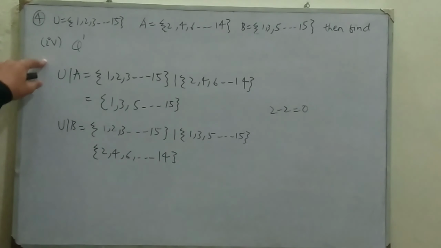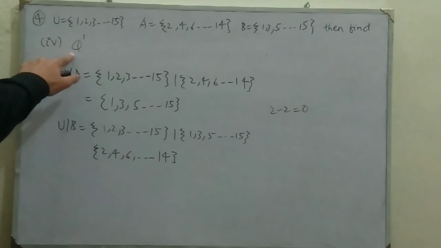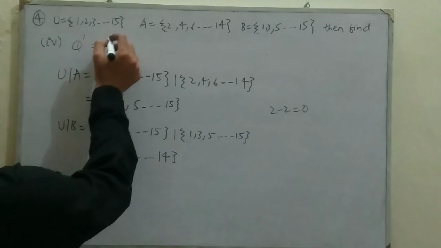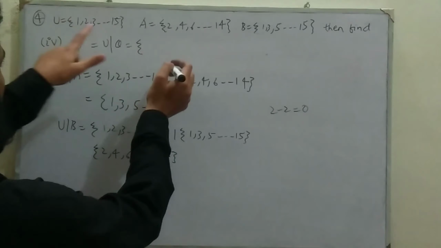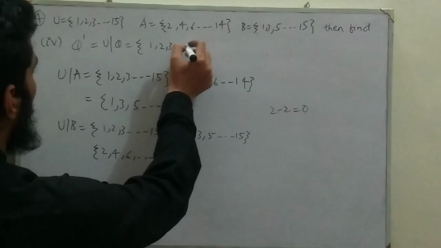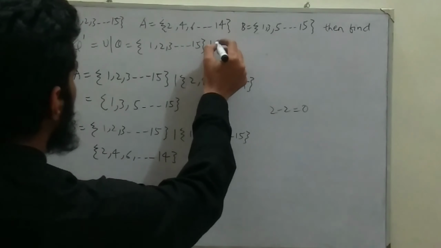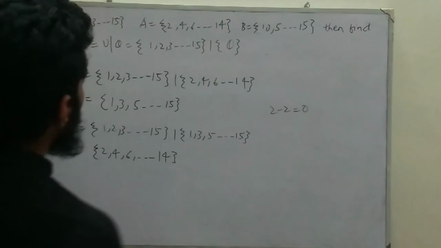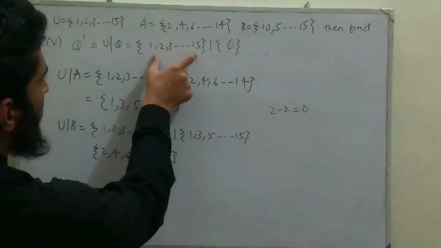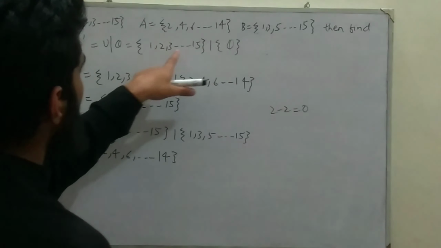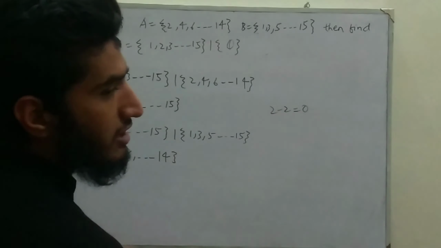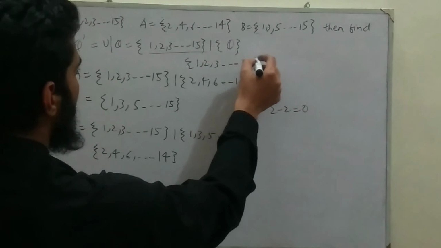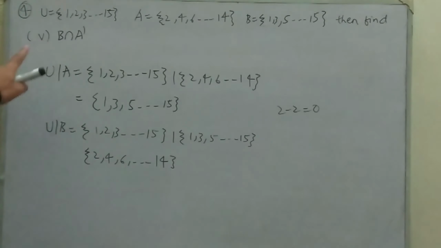For the fourth part of question number 4, it tells us to find phi complement. Phi means there is no element. So phi complement can be written as U minus phi, which is equal to U, that is 1, 2, 3 and so on up to 15, minus phi. Phi means there is no element, so we take off phi. The difference means all elements which are included in this set and not included in this set. So 1, 2, 3 up to 15 is included in this set and not in the other. That's why the result is 1, 2, 3 and so on up to 15. This is the result.